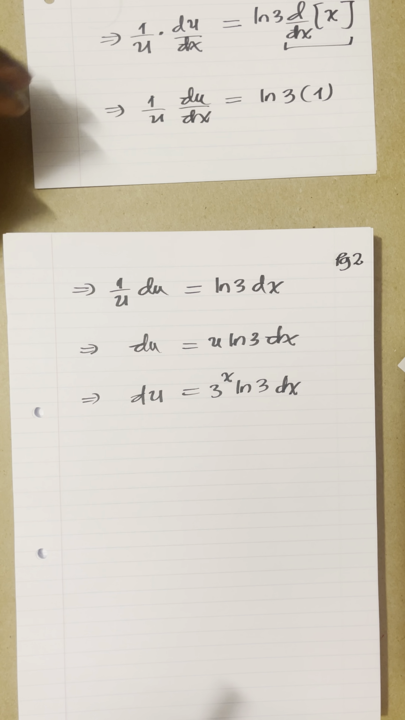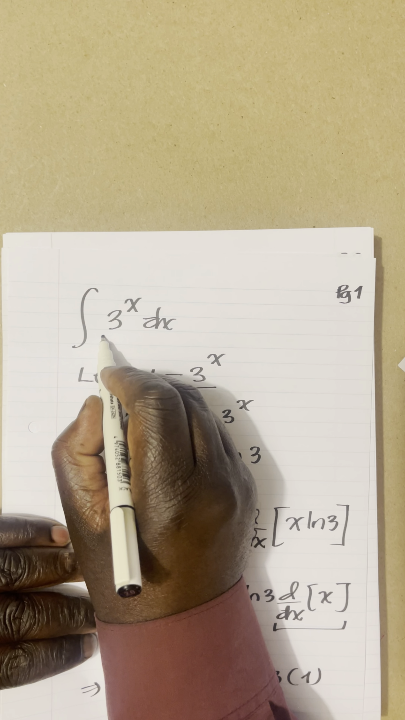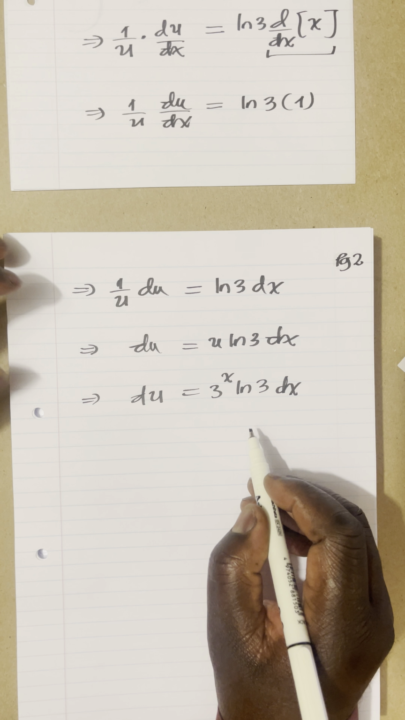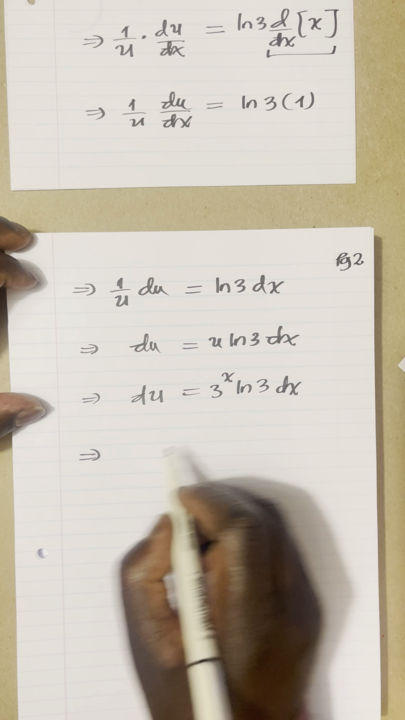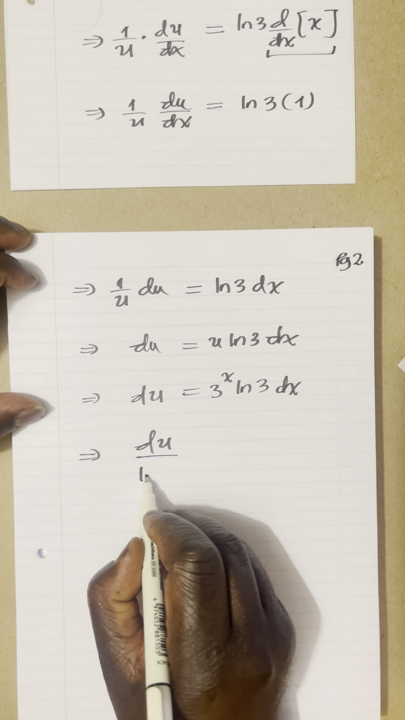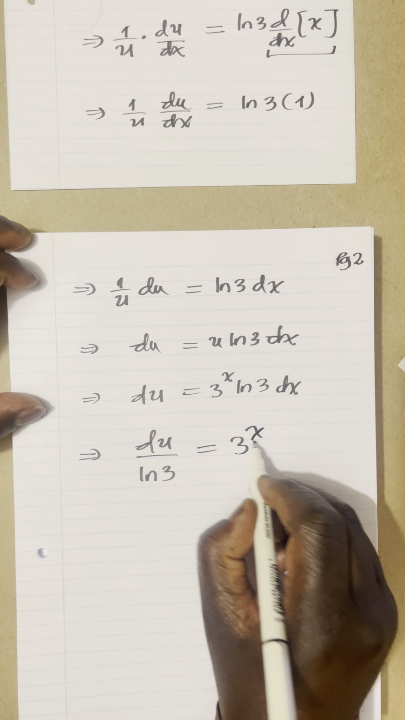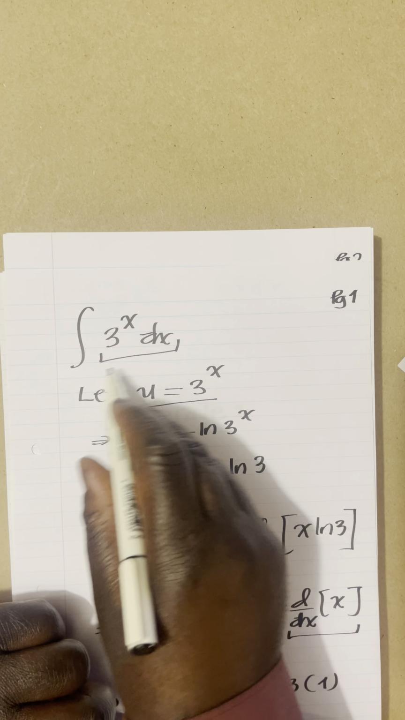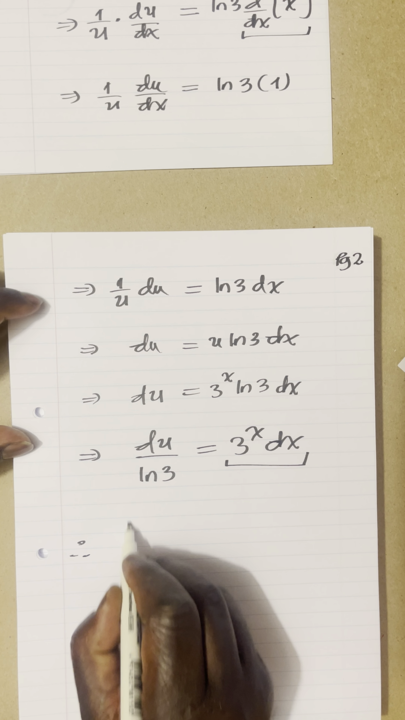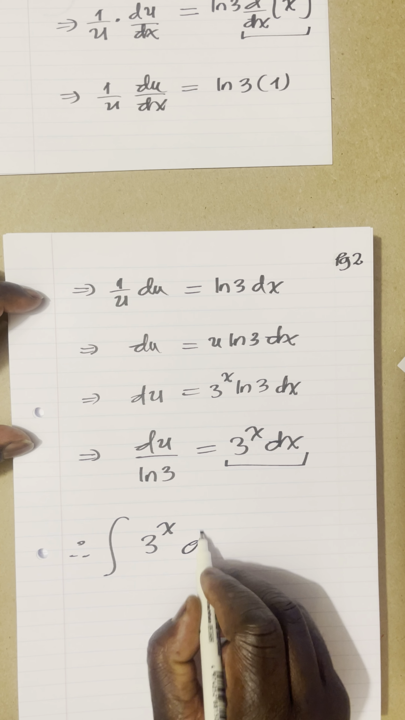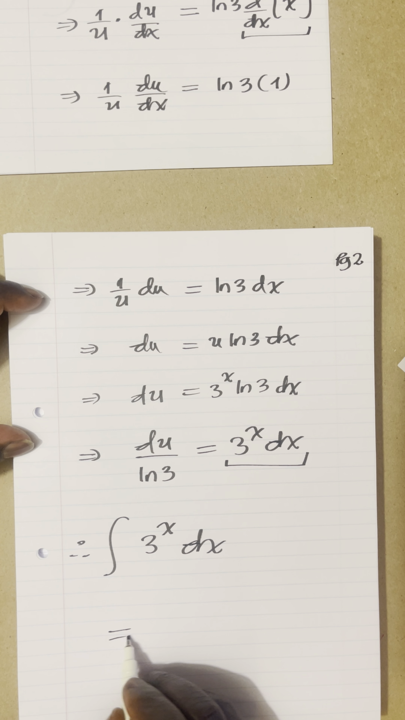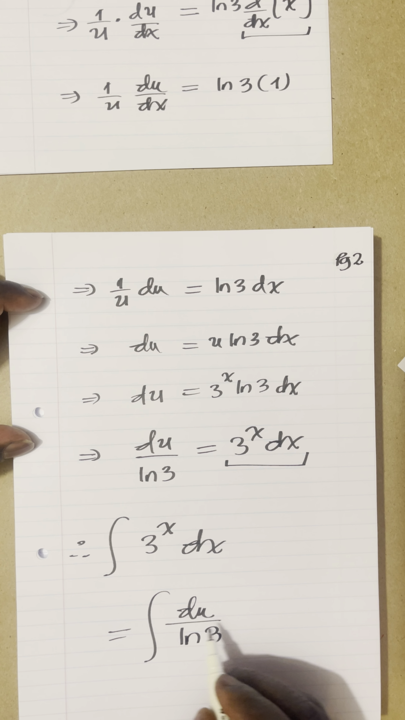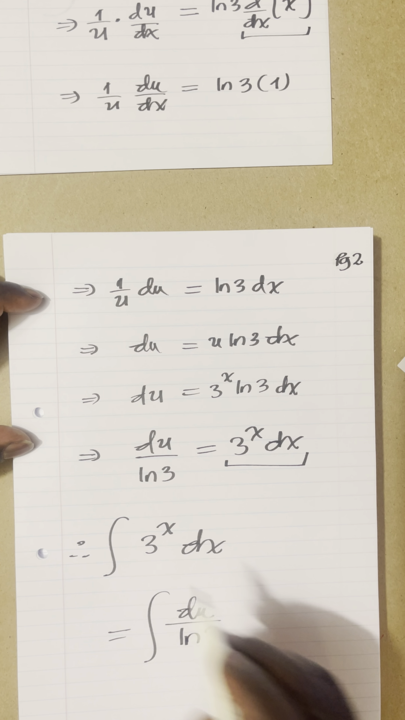Fantastic. Now if we go back to page 1 again, you'll see that here we have 3 to the power x, 3 to the power x dx. So I need 3 to the power x to be isolated on the right hand side. So I'm going to have to divide both sides by natural log of 3. So du over natural log of 3, the answer is 3 power x dx. Fantastic. Now you can see that this expression here is actually this expression there. That means we can say, therefore, our integral, which is 3 power x dx, becomes the integral of du over natural log of 3. Because this expression, which is that one, equals that.